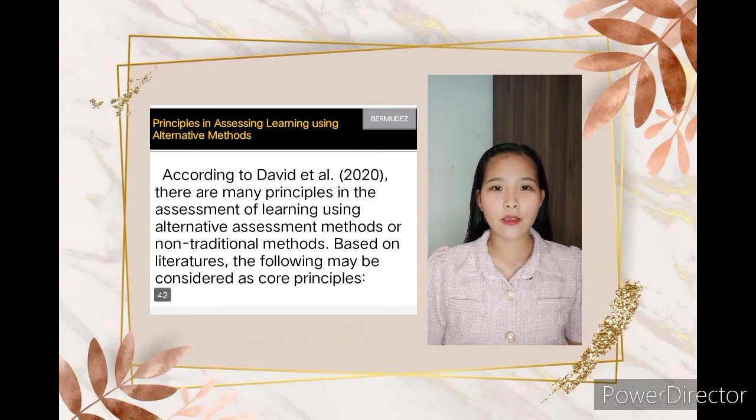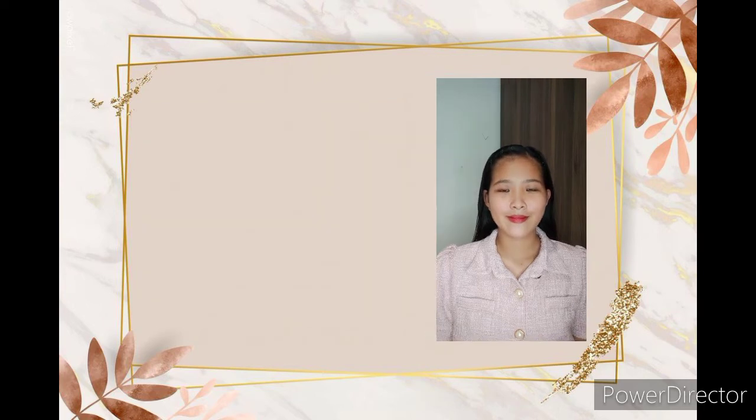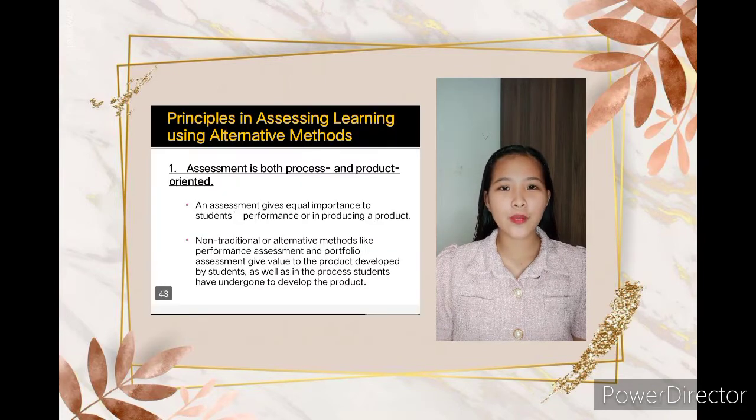According to David and his co-researchers in their study in 2020, there are many principles in assessment of learning using alternative methods, or what we call the non-traditional methods. But based on literatures, the following may be considered as core principles. So what could these principles be? First, assessment is both process and product oriented.